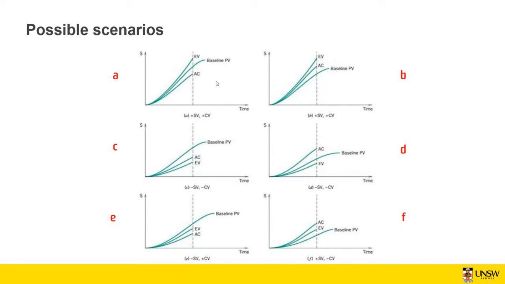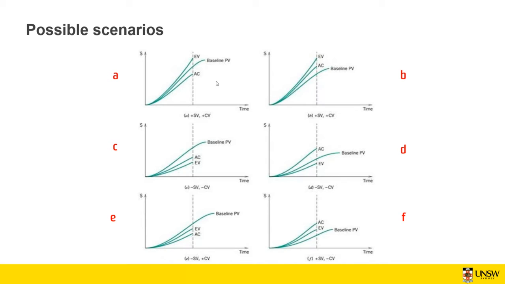In scenario D, your earned value is lower than your planned value, so you're behind the schedule, and your actual cost is higher both than planned value and earned value. So, if you compare the actual cost to earned value, you got a significant negative cost variance. So you're spending too much than you're supposed to be.